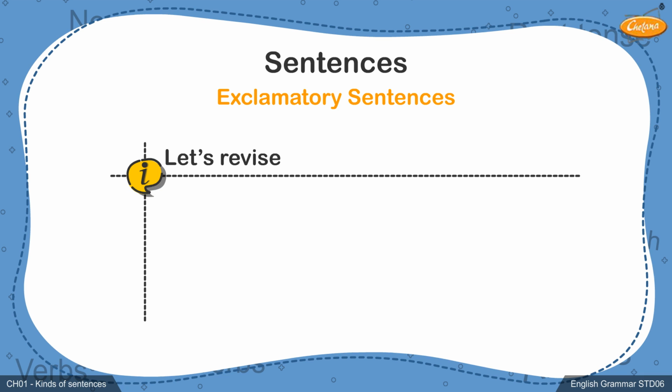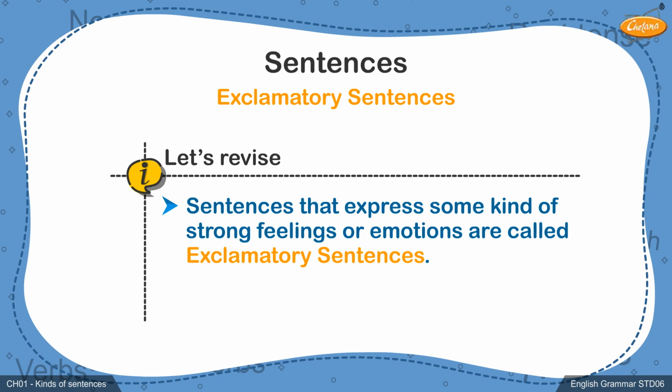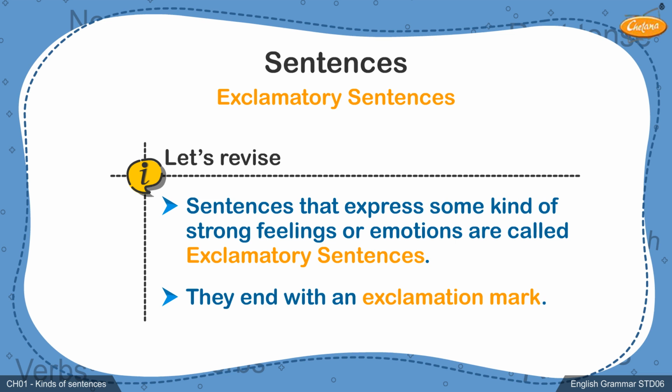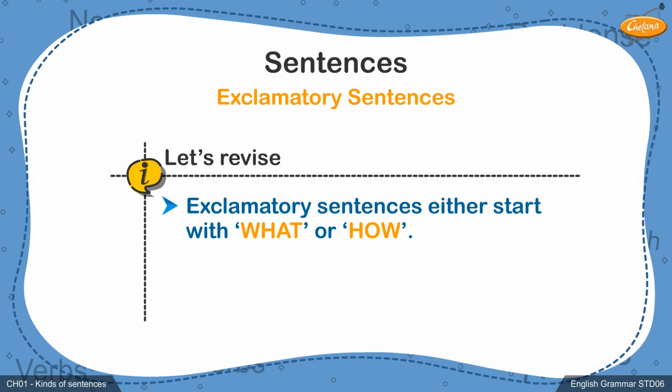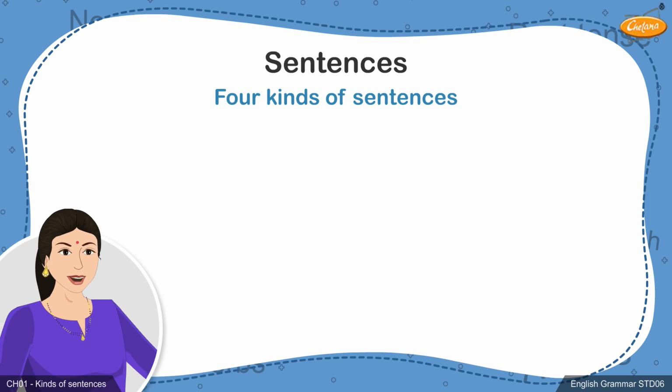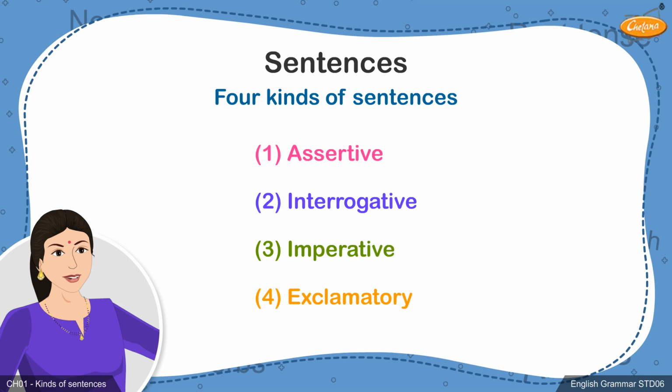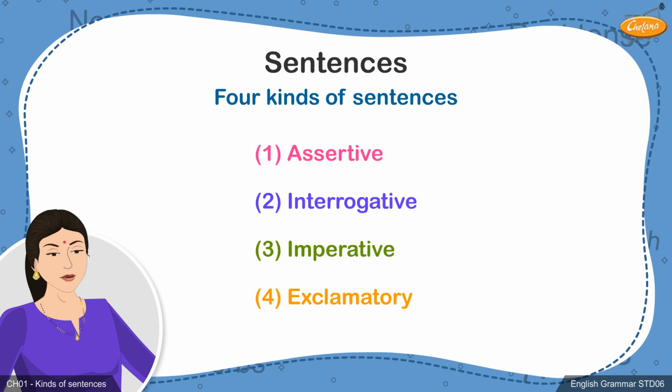Students, let's revise. Sentences that express some kind of strong feelings or emotions are called exclamatory sentences. They end with an exclamation mark. Exclamatory sentences either start with what or how. Now that we have learnt about the 4 kinds of sentences, you can easily solve the exercise given in your books.